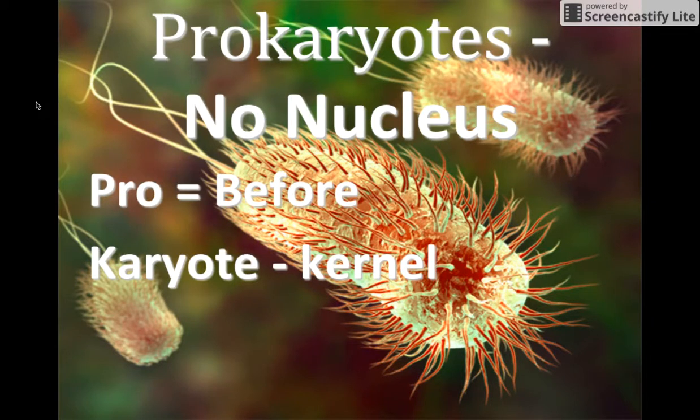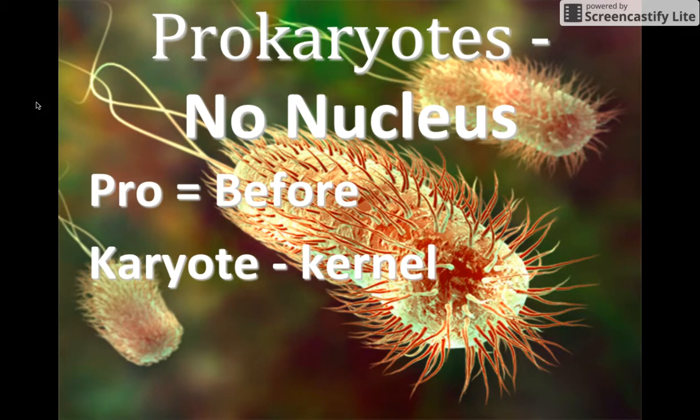So looking at the different types of cells, you have prokaryotes. So kind of review from middle school. Prokaryote means they do not have a nucleus. So that prefix pro means before, and karyote means kernel or nucleus. So these are very, very old bacteria that are very simple. So not very many organelles, if any at all.